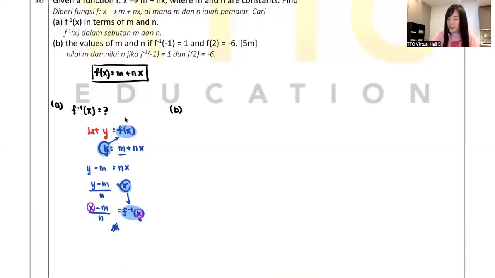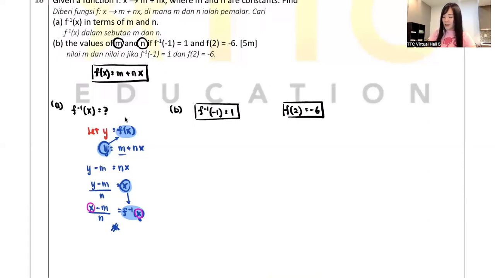Let's move on to B. For B, they say, find the value of m and n. Hey guys, two unknowns again, so I think there are two pieces of information again. They tell me f inverse of -1 is equivalent to 1. Another one, they tell me f(2) is equivalent to -6. This is the thing I will do.